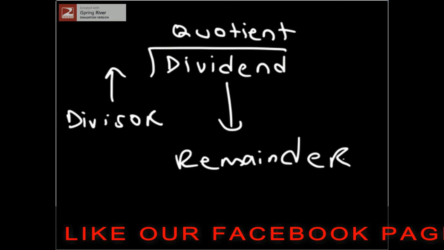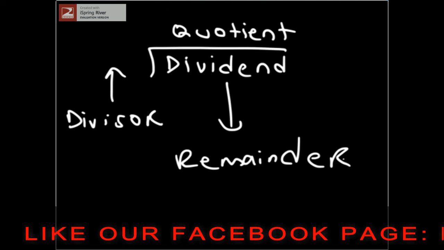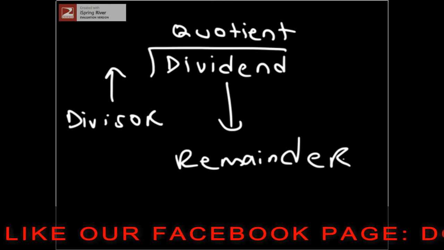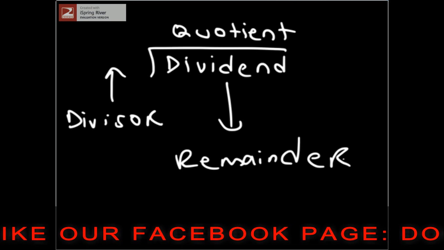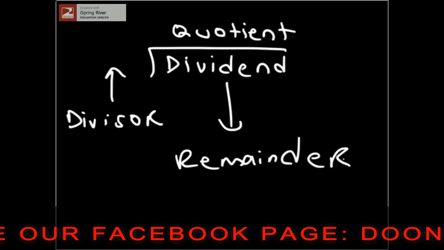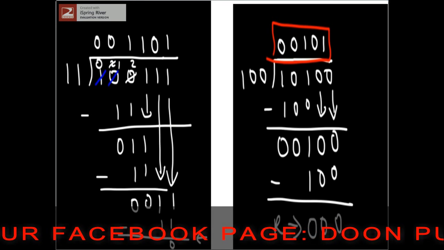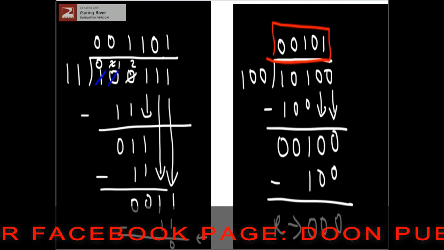Binary division. Same rule we have to follow as we do in mathematics. Dividend divided by divisor, quotient at top and remainder at bottom. So these are some examples of binary division.